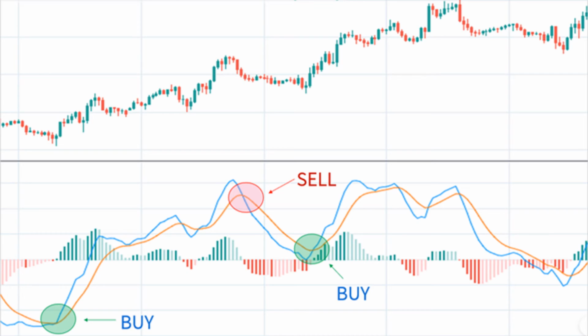When the MACD line rises above the signal line, it's a bullish signal, which indicates it is better to enter a buy position. This is represented by the histogram turning green. When the MACD line goes below the signal line, it's a bearish signal, which indicates it is better to enter a sell position, represented by the histogram turning red.